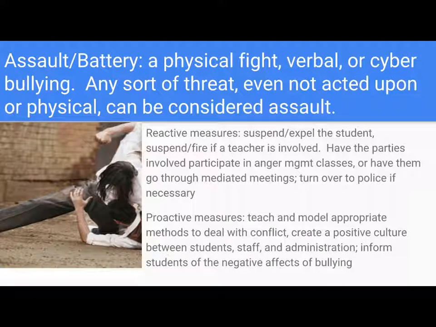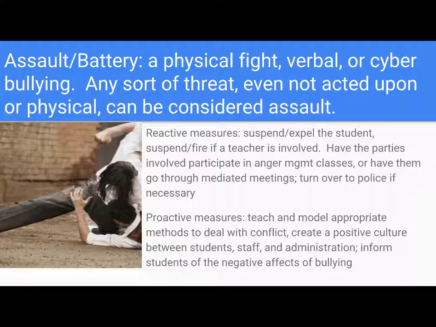Assault and battery, I kind of grouped these two together. It felt like they were very similar. Assault can be more of a physical or verbal or emotional type of thing, where battery is always physical, so that would be kind of the one difference here. So any type of fight or bullying on school grounds would be problematic.